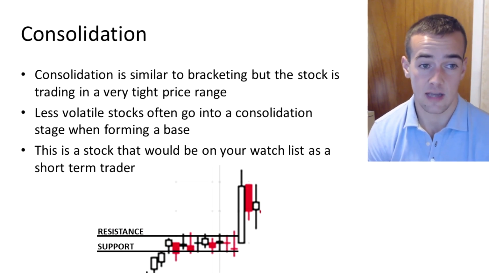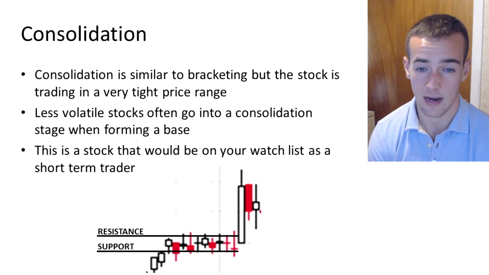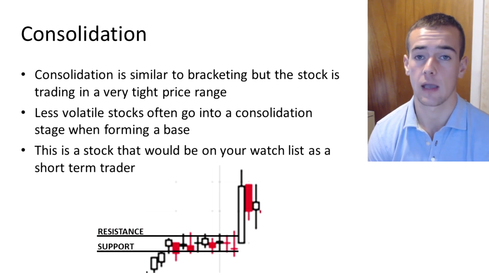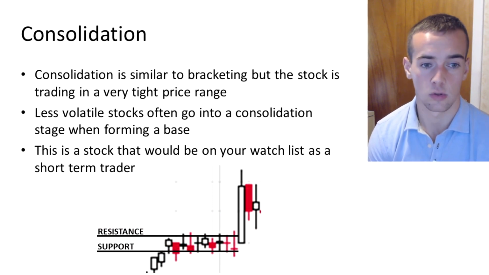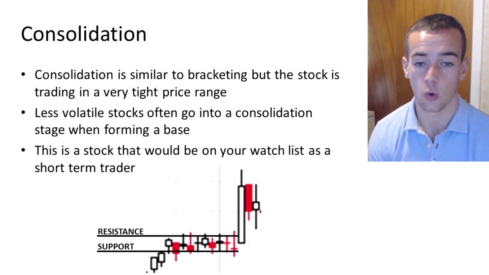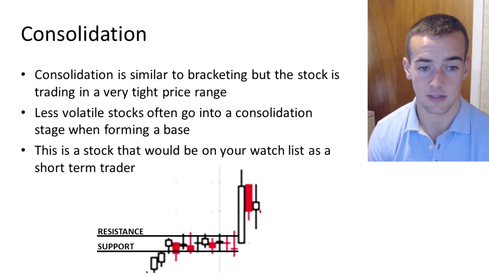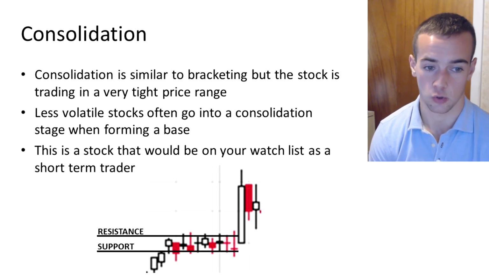So next we have consolidation. Now consolidation is a very similar price pattern to bracketing, but the stock is trading in a very tight price range instead of having a wider open space. So less volatile stocks often go into consolidation stages when forming a base. And this again is a stock that would be on your watch list as a short-term trader.